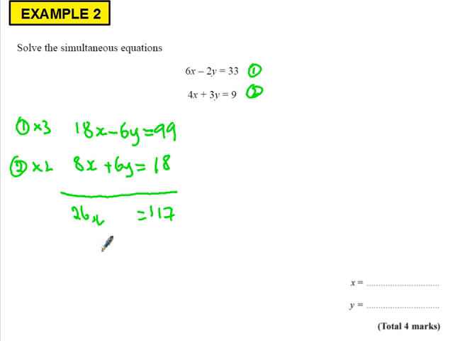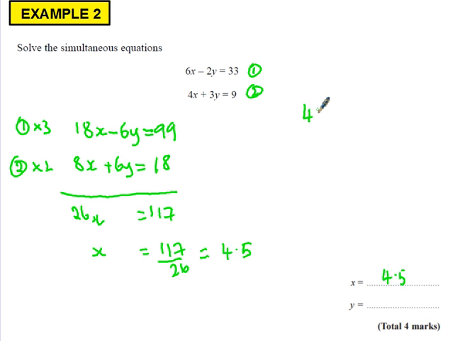Okay, so divide both sides by 26. We get 117 divided by 26, and that gives us 4.5. So we've now worked out that our x value is 4.5, and as we always need to do, we need to find the y value that goes with that. Again, we can substitute that back into any of these equations. I'm going to put it back into equation 2 this time.